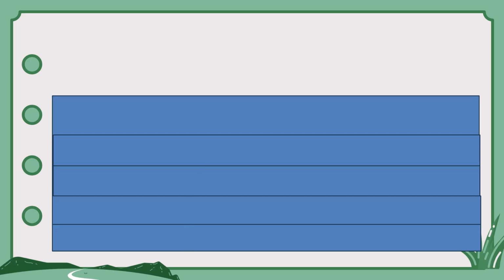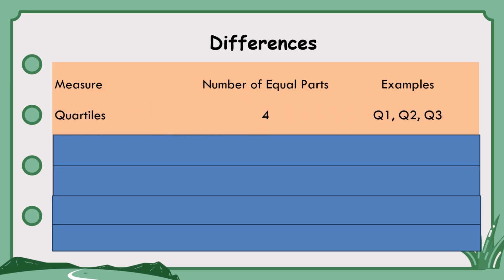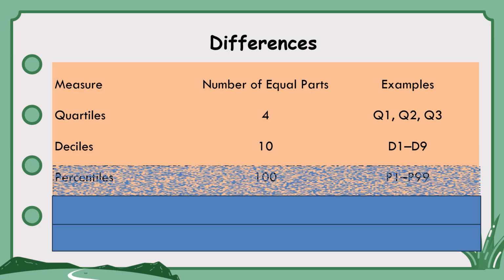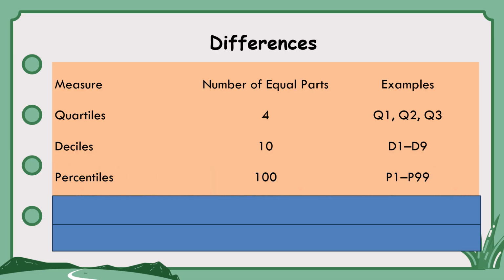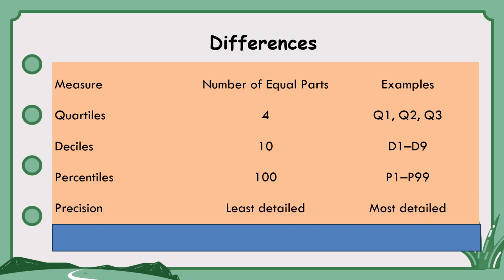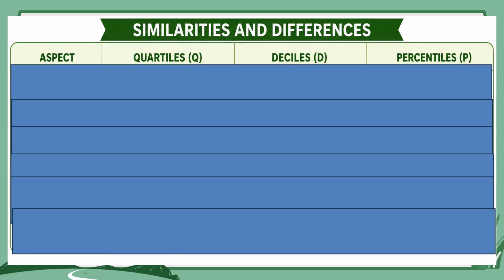What are the differences of the measures of position? Quartiles are divided into 4 equal parts: quartile 1, quartile 2, and quartile 3. Deciles are divided into 10 equal parts: decile 1, 2, 3, 4, 5, 6, 7, 8 to decile 9. Percentiles are 100 equal parts, from percentile 1 to percentile 99. Precision is the least detailed or the most detailed, while the common use could be data distribution or performance rankings.